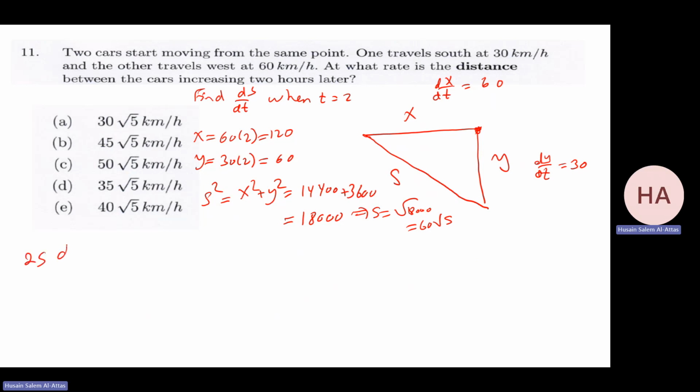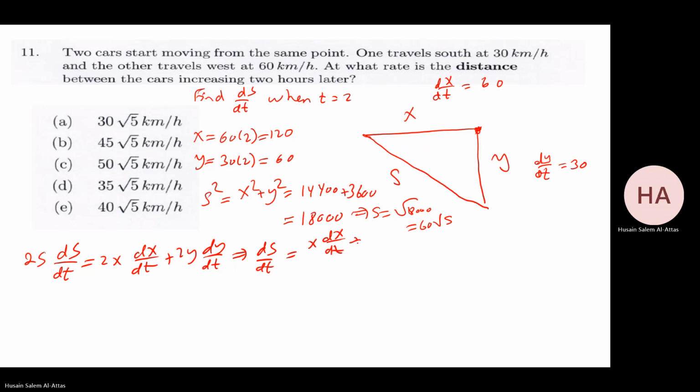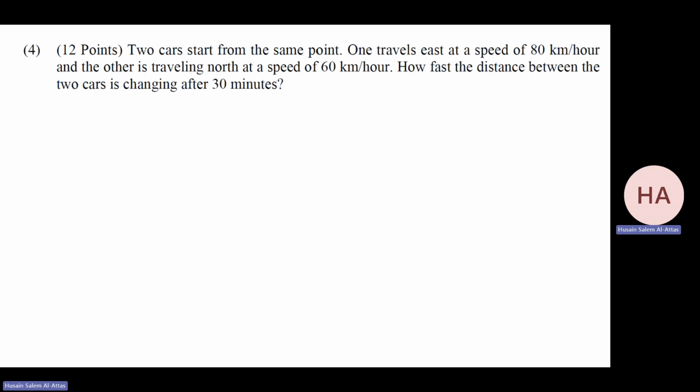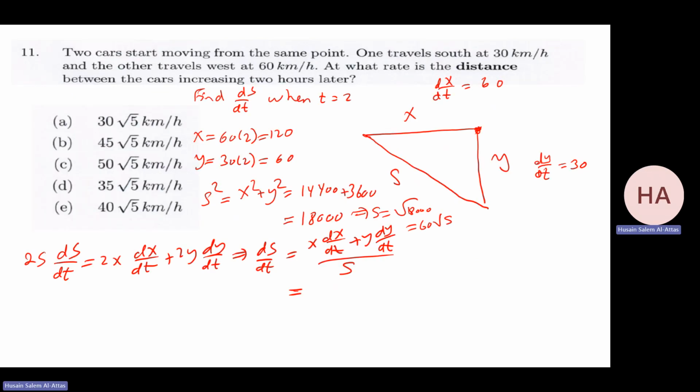Now, differentiate to S: 2S ds by dt. The same idea exactly, 2x dx over dt plus 2y dy over dt. That implies ds by dt equals x dx over dt plus y dy over dt, over S. Do the calculation. X will be 120 times 60 plus y, which is 60 times 30, over S, which is 60 square root of 5. Actually, I can cancel 60. So I have 150 over square root of 5 multiplied by square root of 5 over square root of 5. That will give me 150 over 5, which is 30 square root of 5.